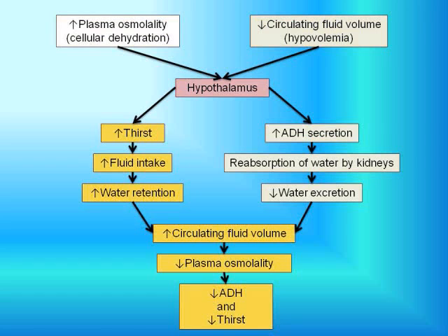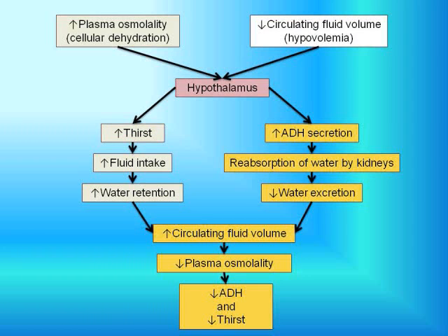From there, traveling down the left side of the diagram, we see increased thirst. The hypothalamus has the thirst center there, and tells the body you need to drink more. So the person is more thirsty. They will then increase their fluid intake and increase the fluid retention, leading to an increased circulatory volume, drop in plasma osmolality, and then we have a drop in the ADH and the thirst.